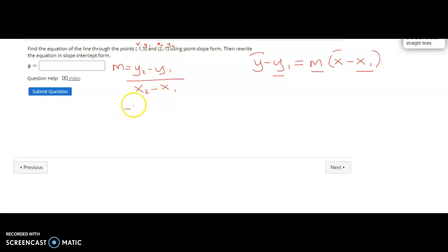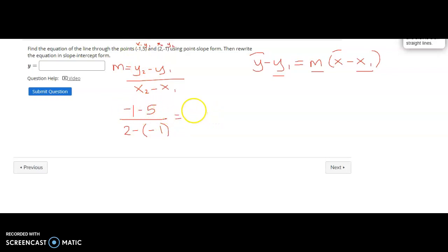So y2 is -1 minus y1, which is 5, over x2, which is 2, minus a -1. Notice I'm using parentheses for the negative number when it's second, because otherwise it's easy to forget that negative sign. Now make sure you have either this whole point in the first spots, like we do here, -1 and 2, or this whole point, the point 1 in the first spots. You need to be consistent.